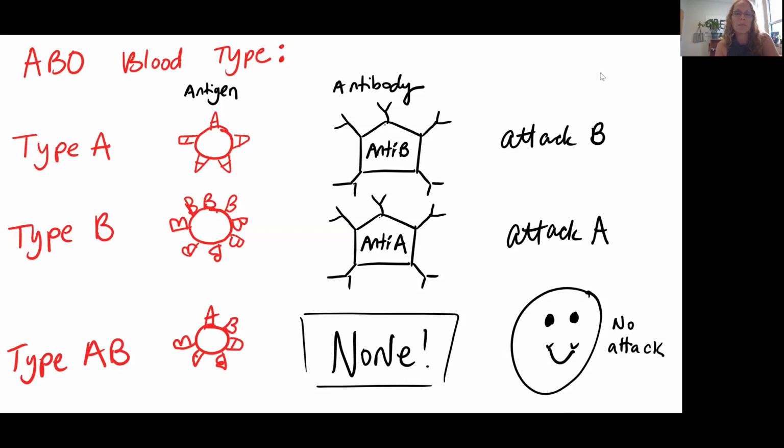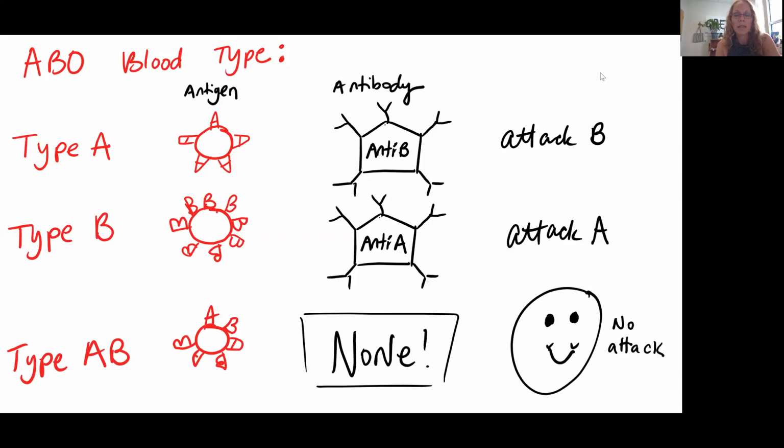Now, if you are type AB, you have red blood cells with both A and B antigens hanging off of them. And so obviously you are recognizing both A and B as self. And so you do not have, as part of your inheritance, any sort of antibodies here. And so you're not attacking any of the red blood cells.